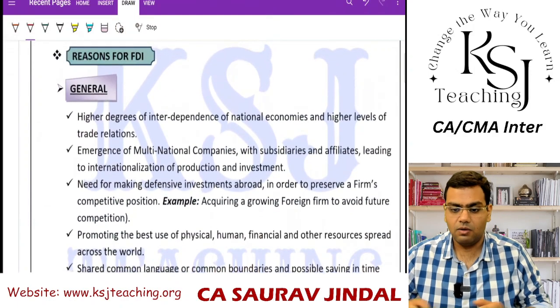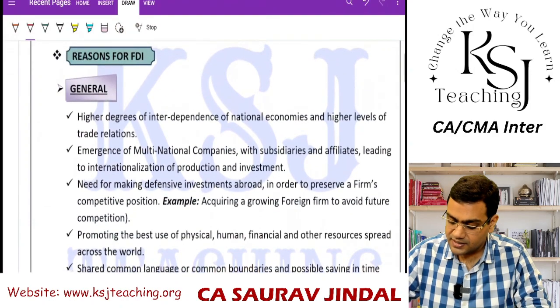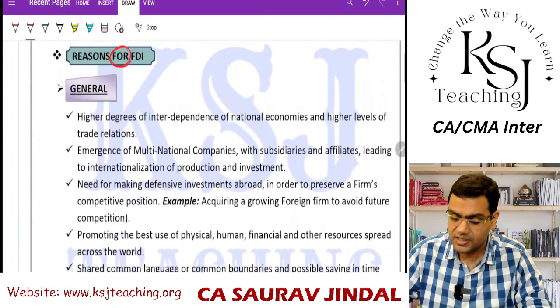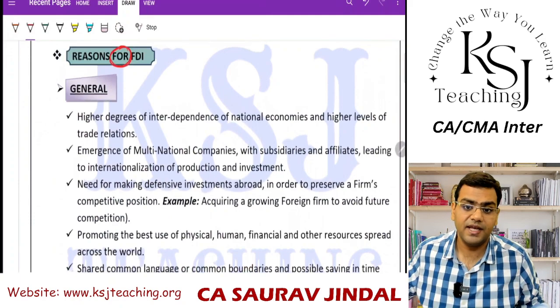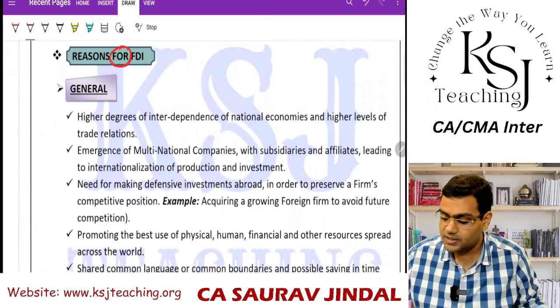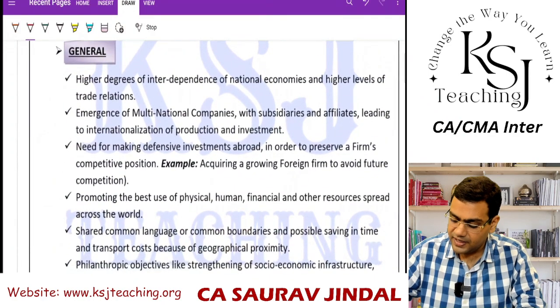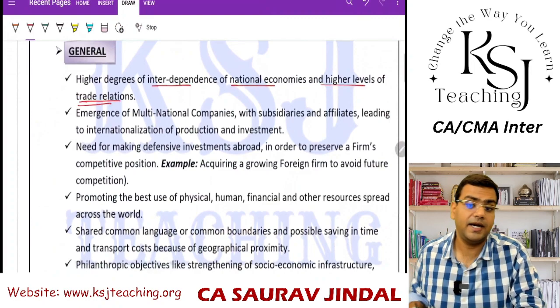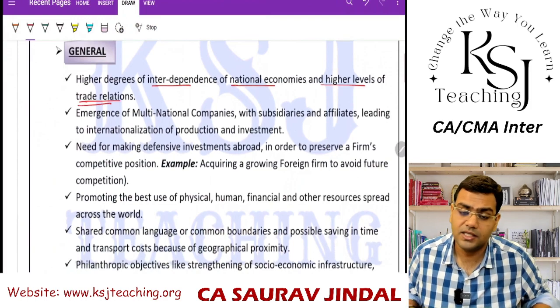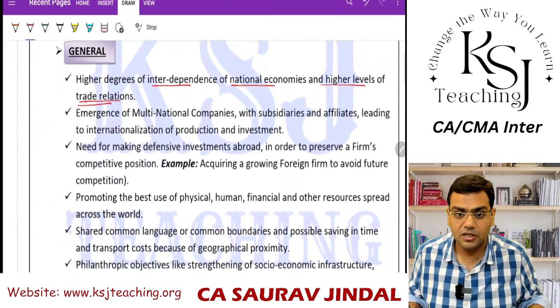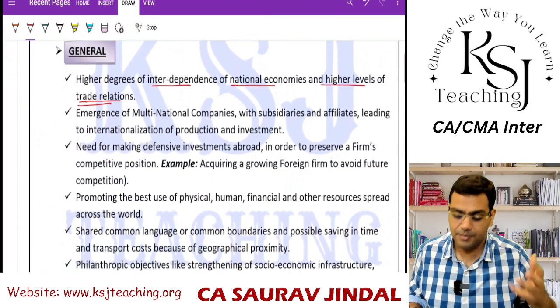Right? Now, coming to the next topic, that is the reasons for FDI, reasons in favor of FDI, why the FDI should be there, right? So these are the reasons for FDI. General reasons: higher degree of interdependence of the national economies and the higher level of trade relation. If you want to maintain the good trade relations with the other countries, right, then FDI is a good option of maintaining the good relations, interdependence.